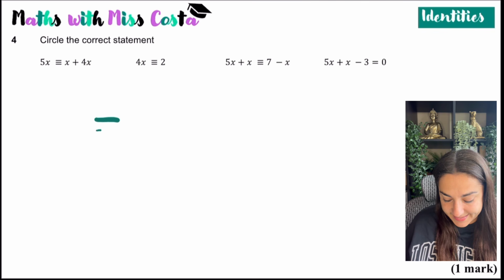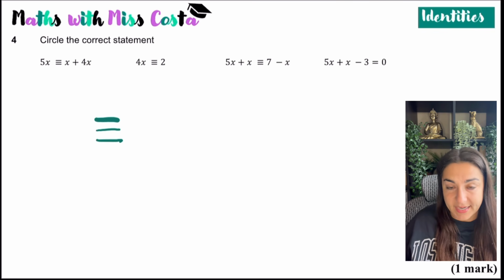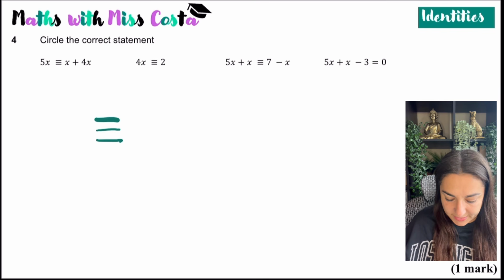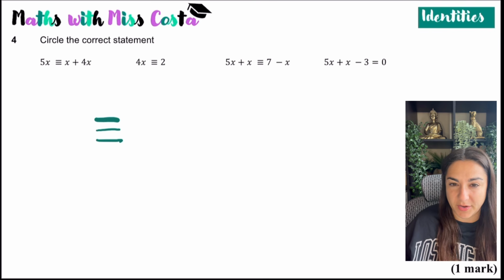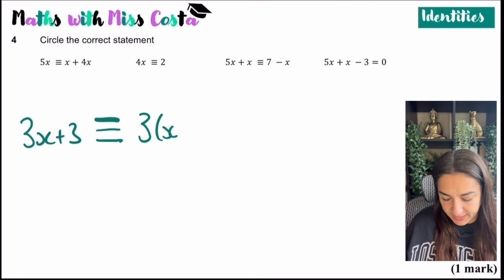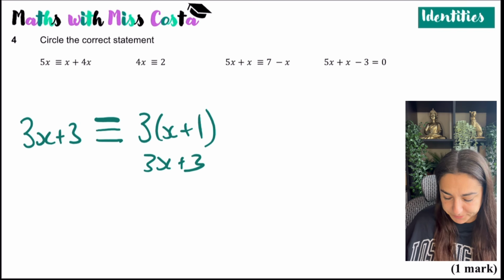And what is an identity? It's something that has 3 little lines in the middle of it, and each side must simplify to the same thing. So for example, when you collect the like terms, they're both going to look the same, or if one's in a bracket. So like, let's say 3x plus 3 equals 3x plus 3, because if I expanded that, it's the same. So that's what an identity is.